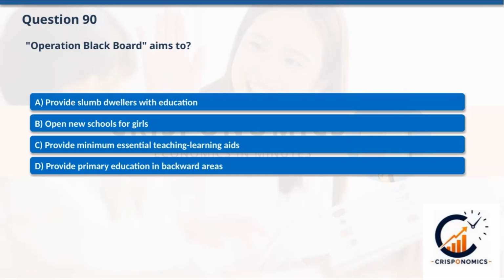Operation Blackboard is focused on improving education where it's needed most. It aims to provide primary education in underdeveloped areas, making sure children there get a chance to learn. It also works to open new schools for girls, addressing gender gaps. Another key goal is to supply essential teaching and learning materials so classrooms are better equipped. Finally, it reaches out to slum dwellers, ensuring education is accessible to all, no matter their background.